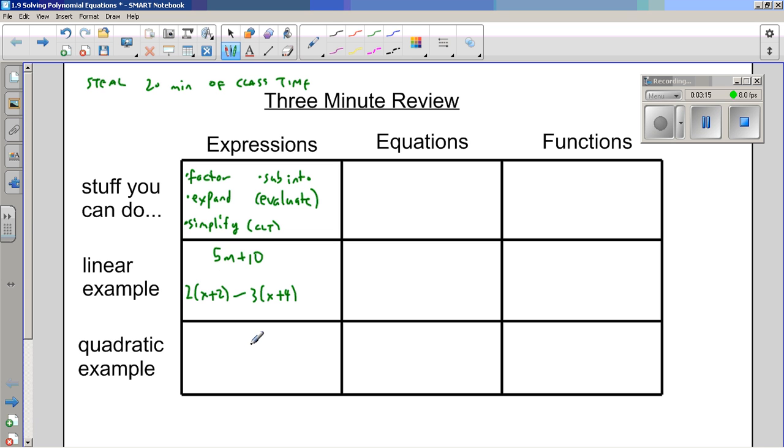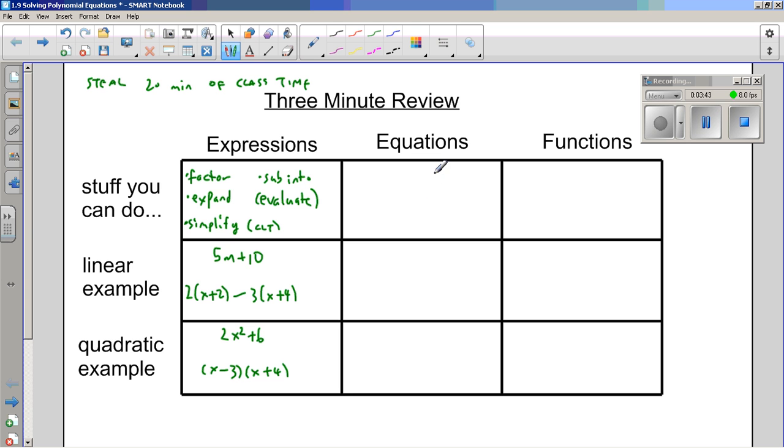A quadratic example of an expression: notice what makes this an expression is there's only one variable and no equal sign. As long as there's no equal sign, it's an expression. A quadratic would be something like this, from grade 10, a quadratic expression, or this one, another quadratic expression. And the things that we can do to these ones are right here.